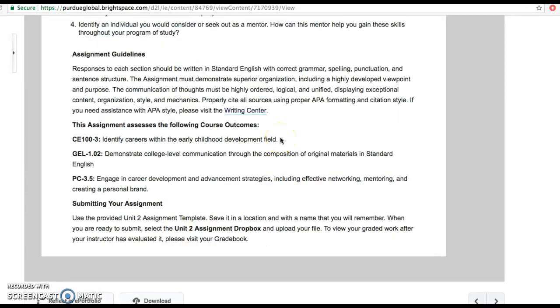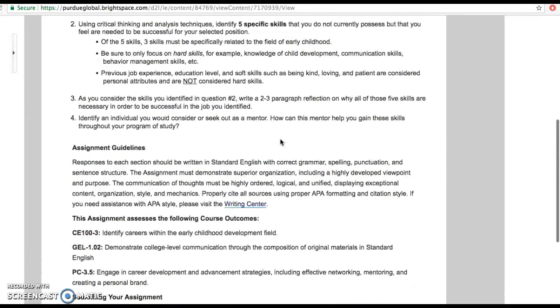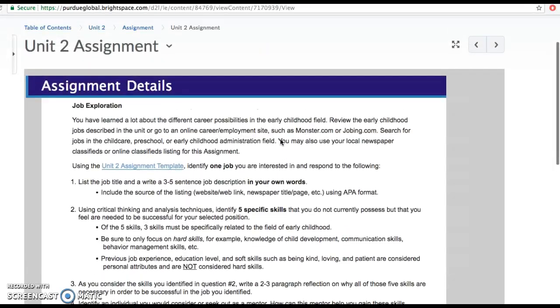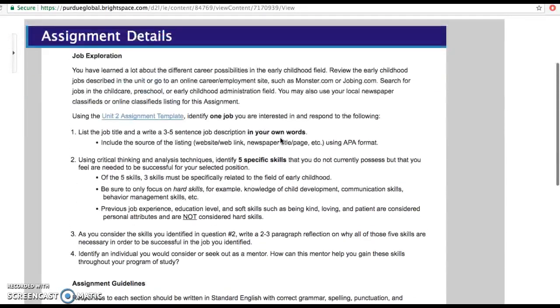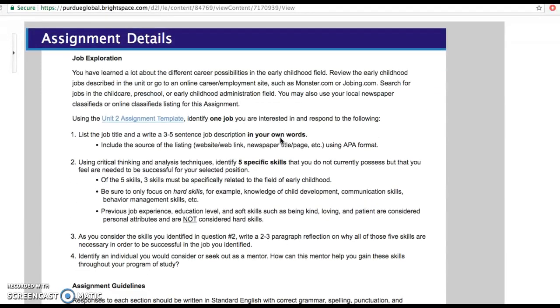Down below, the only real change here is that we connected this assignment to PC point 3.5, engage in career development and advancement strategies, including effective networking, mentoring, and creating a personal brand. So that was the focus for these changes, and I do feel that this assignment does an excellent job of demonstrating that PC, and it's also a really nice change from the previous assignment. I'm looking forward to your feedback, knowing and wondering how your students felt and how you feel about this assignment.